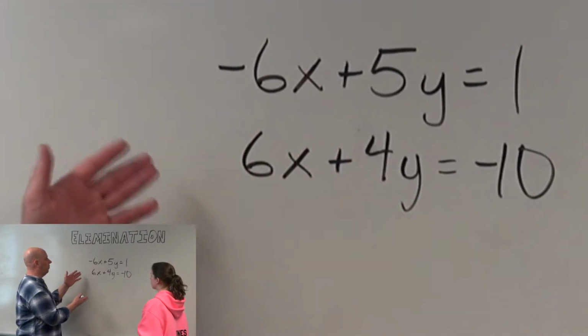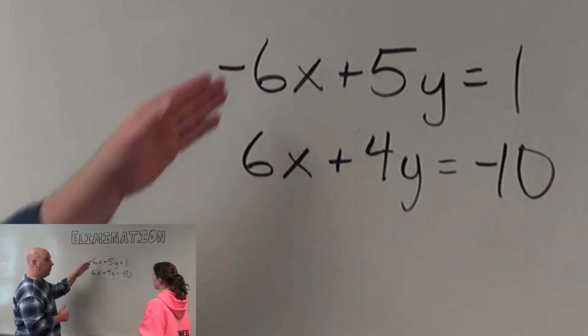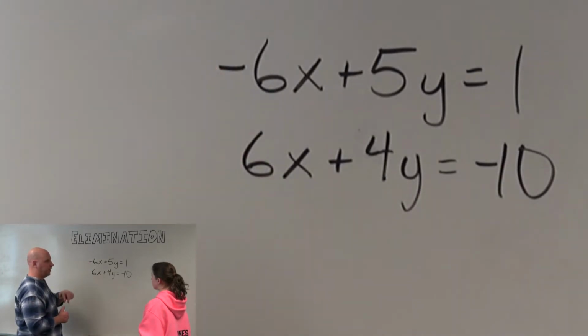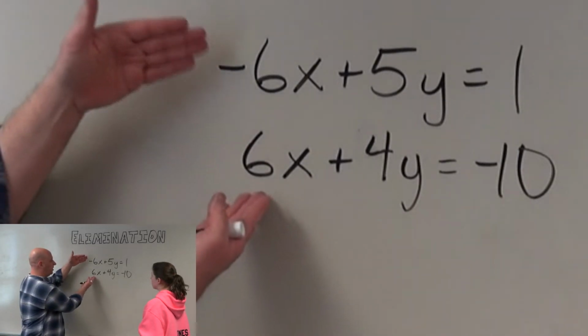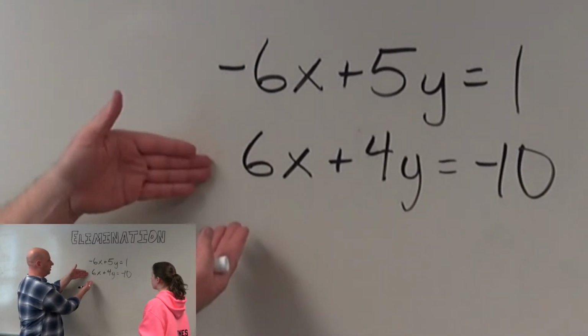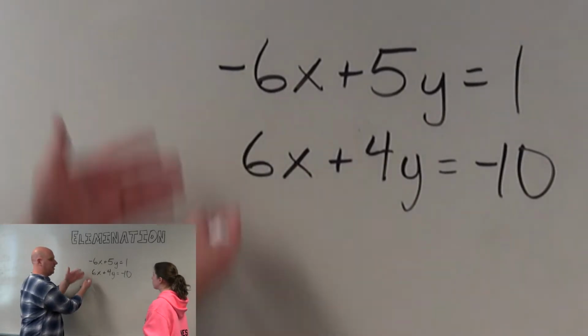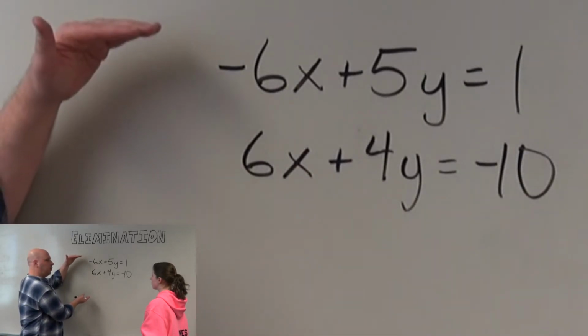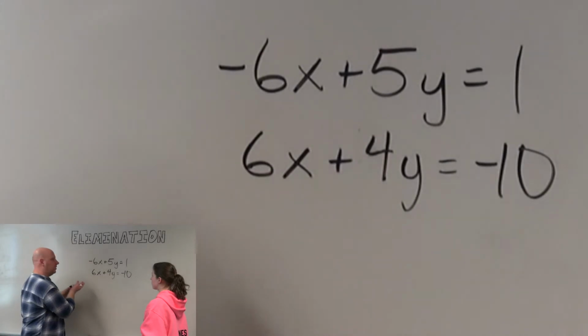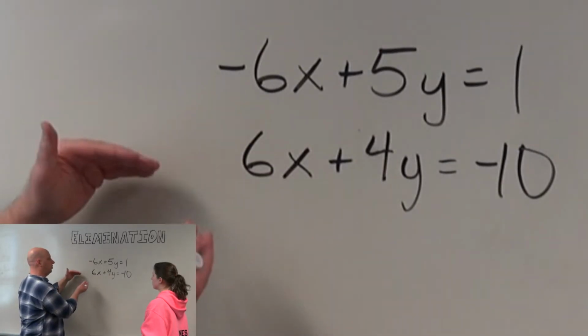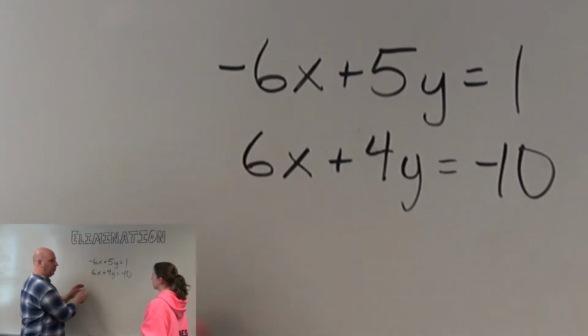Let's take a look at this problem here. When you look at the coefficients on the x, these numbers are opposite of each other. If you have either opposite numbers, which you have here, -6 and a +6, or you have exactly the same number, the idea is that you're going to add or subtract these equations in order to eliminate one of the variables. So how am I supposed to know if I'm supposed to add or subtract?